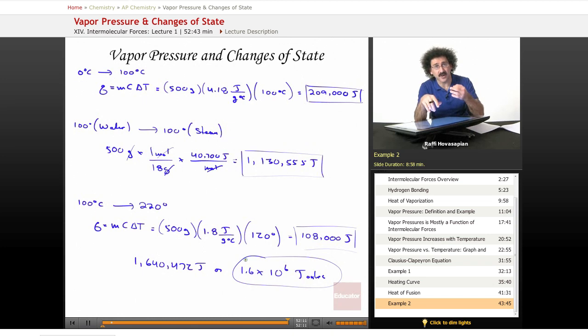Think about the heating curve. Every segment of the heating curve, that's what you have to account for. On the places where temperature rises, you use Q equals mc delta T, heat capacity of the particular phase, and on those places where the temperature is constant, you use the heat of vaporization or the heat of fusion.